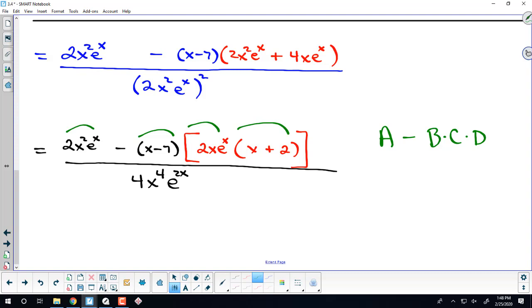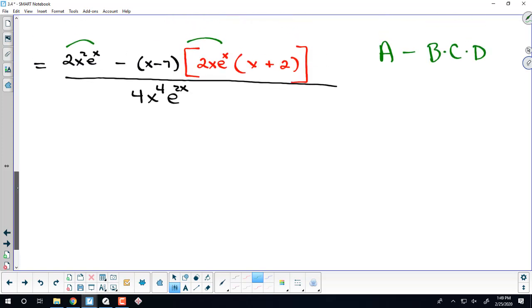So we're just going to say, what do A and B, C, D have in common? And what they have in common is the 2x e to the x. So what we're doing is looking at all of this stuff here. Since those three are all multiplied together, we have a common factor between A and B, C, D. So we're just going to factor again a 2x e to the x out of both of those things in green. And so we have that here.